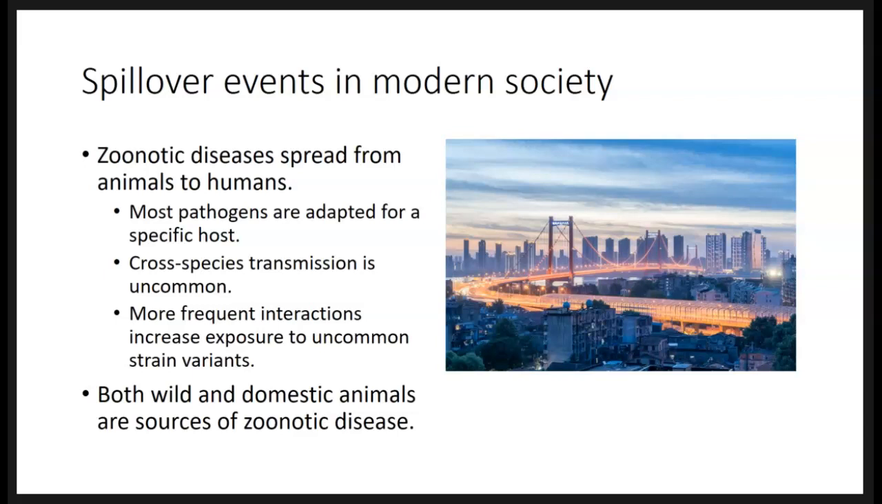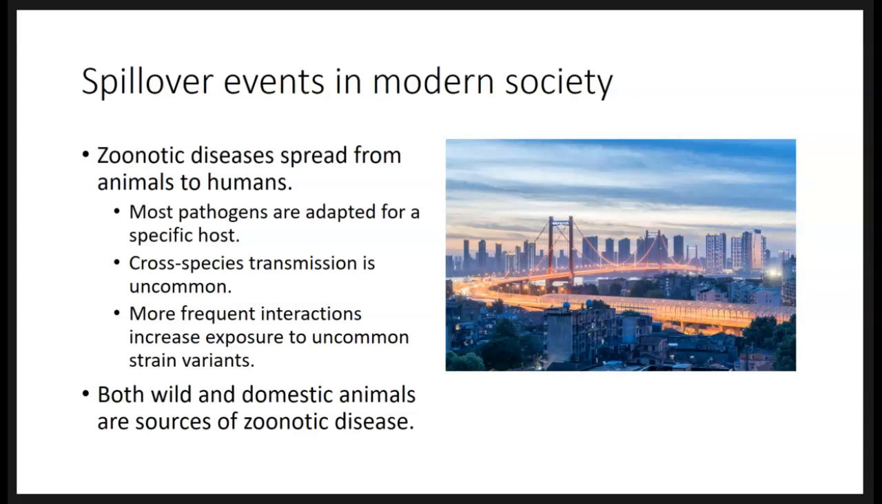Spillover of diseases from animals to humans are called zoonotic diseases. You recall from our early discussions of bacteriophages that many viruses and other pathogens are well adapted for a specific host. We call this viral tropism. However, some viruses are capable of cross-species transmission. This event is uncommon. Most viruses are well adapted for a specific host. But as we saw in our previous paper, if you test enough viruses, they can infect multiple different hosts.